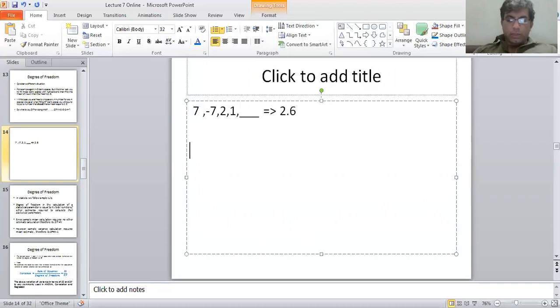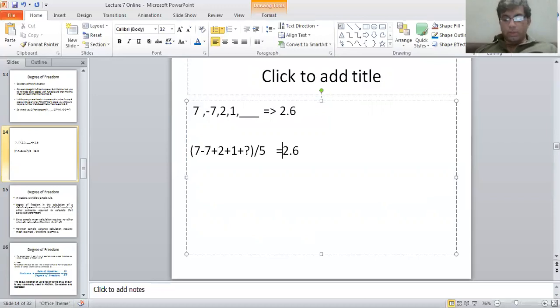I can find it this way. We know that the average is the sum of all the values: 7 minus 7 plus 2 plus 1, plus that unknown number space, the question mark. And we know that the average of all these numbers, which are 5 in quantity, should be equal to 2.6. This should give me the average, which is 2.6. So how could this be done?